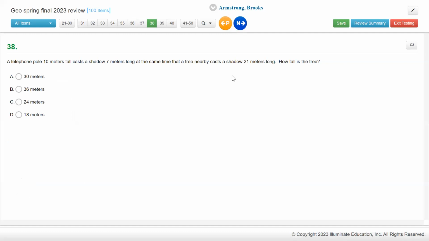See how the telephone pole is 10 meters and it casts a shadow of 7 meters. And then the other shadow is 21 meters. How do you go from 7 to 21? You times it by 3. So you can use the same application of multiplication there for the telephone pole to the nearby tree. So I would do 3 times 10, which gives me 30. Yes, the answer for this one would be 30. You can do that for a lot of these.